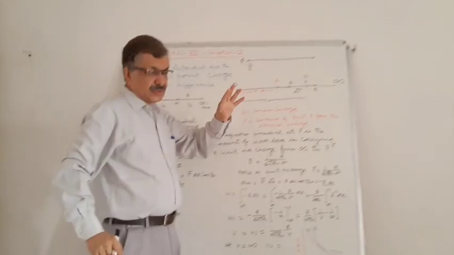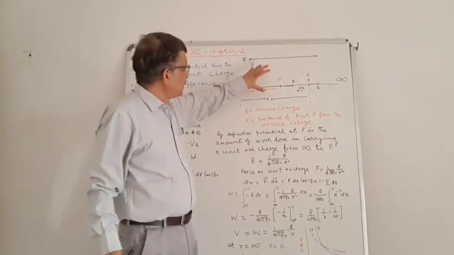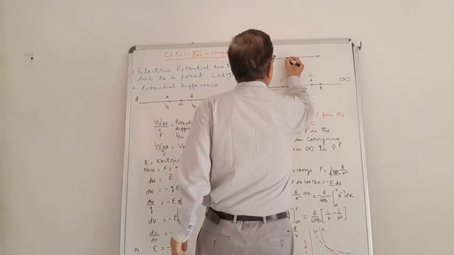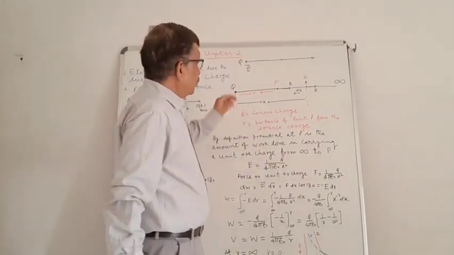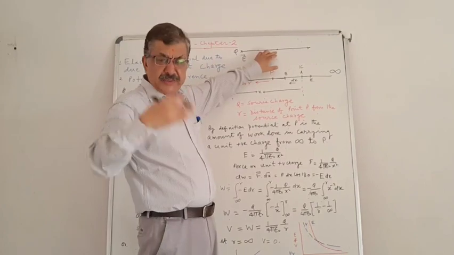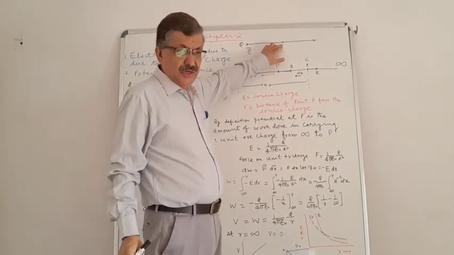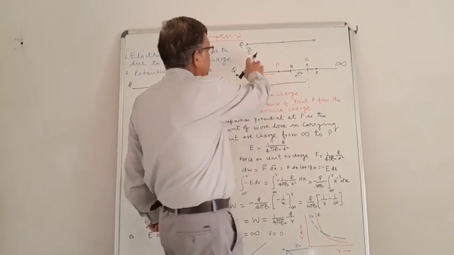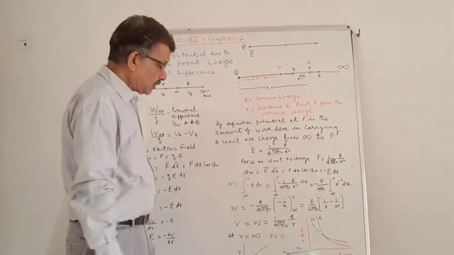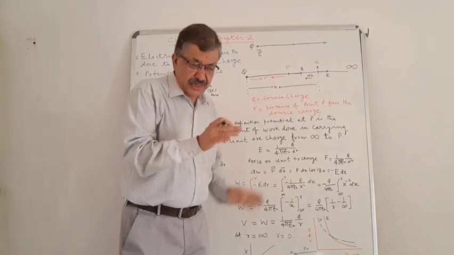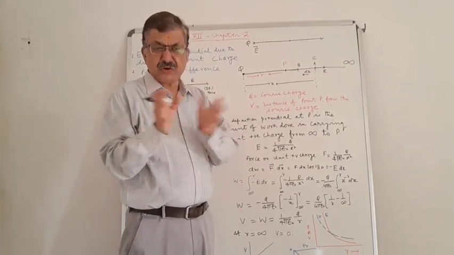Similarly, some quantity must be associated with this source charge at a point here, which will give the effectiveness of the electric field in terms of a scalar quantity. This quantity is what we call electric potential, and that is indirectly related to the energy concept.